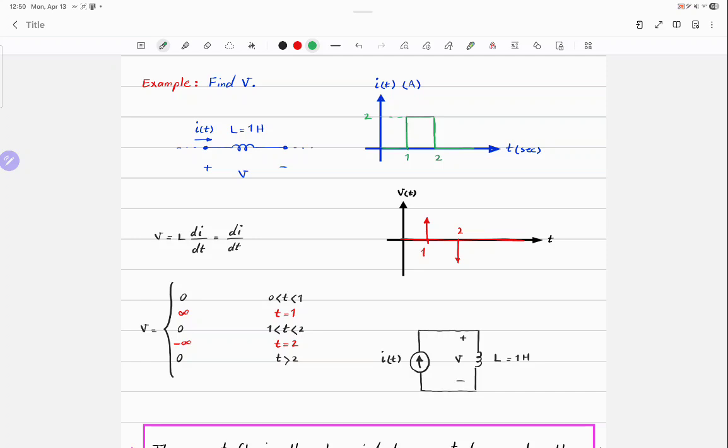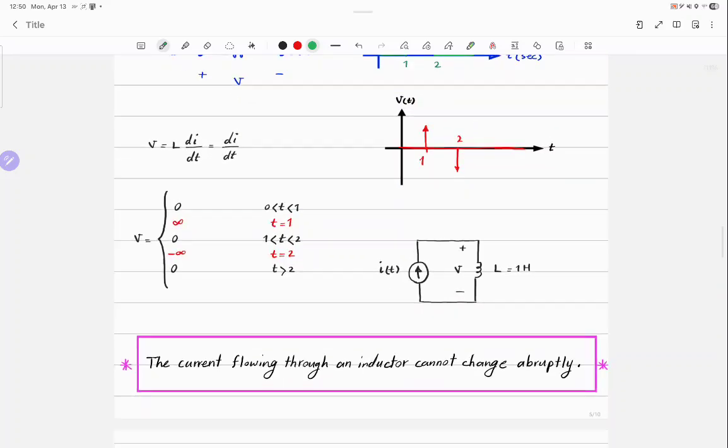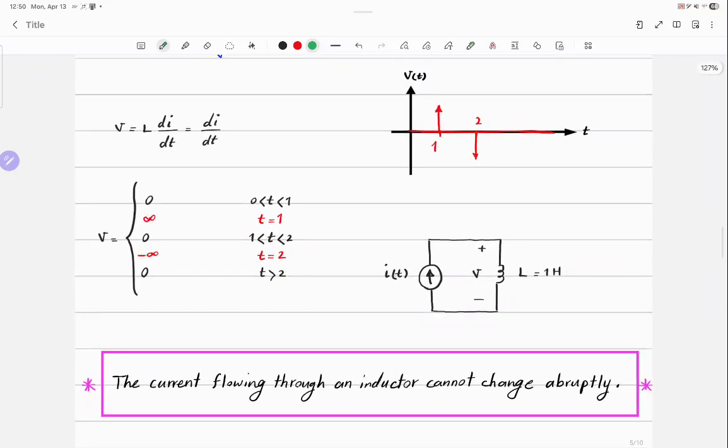It takes time. It is delayed. And this is the conclusion of that, a very important concept for your second exam. The current flowing through an inductor cannot change abruptly. Never. What about when you're adding the current back? Is that initial jump from 0 to 2 also not possible? Also not possible. Always think of it like that.